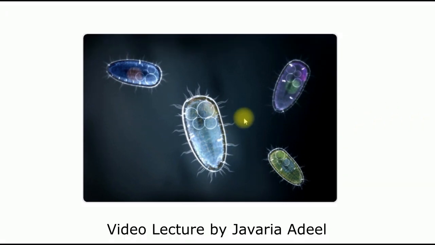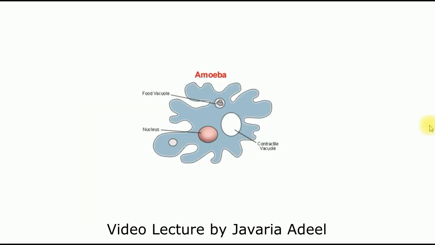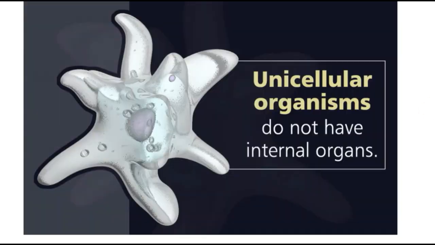These organisms that we can't see with our eyes come in the category of unicellular organisms. Unicellular organisms are those which have one cell only. Their body basically comprises of one cell. Unicellular organisms do not have internal organs. The examples of unicellular organisms include amoeba, euglena, paramecium, and bacteria. These are a few of them.